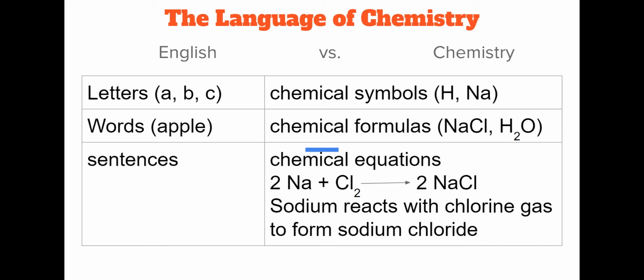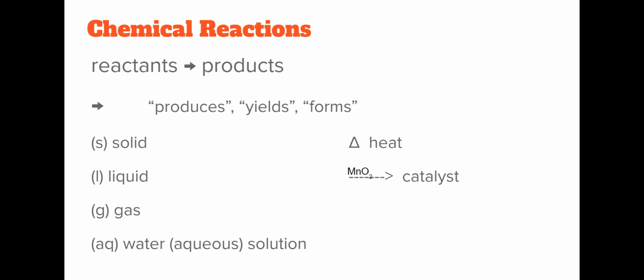A chemical equation is telling us the details of a chemical reaction process. For example, this is an example of a chemical reaction equation. It tells us sodium reacts with chlorine gas to produce, or to form, sodium chloride. So we can use either an equation, and most likely we're going to use equations, or we can use a sentence to explain it. I will need you to be able to write those in this unit. So we're going to practice more again.